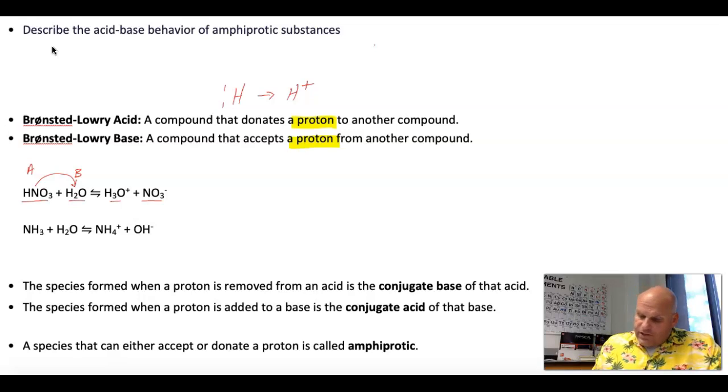If you took a look at this one, you would have noticed that NH3 becomes NH4+, so it actually gained a hydrogen. In this case, the water was the thing that donated the H+. And so the water is our acid, and NH3, which accepted the H+, is our base.